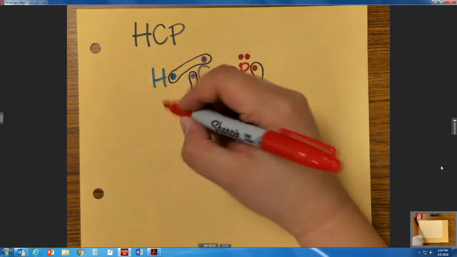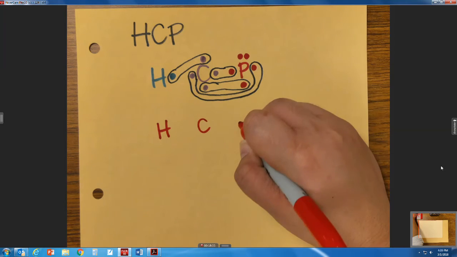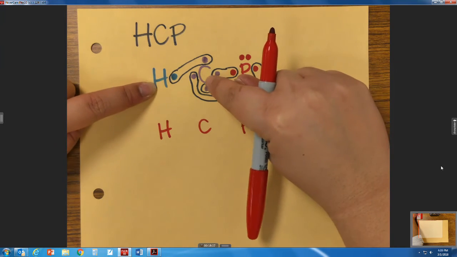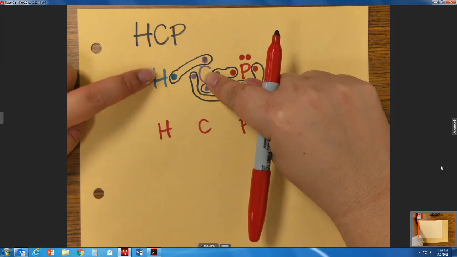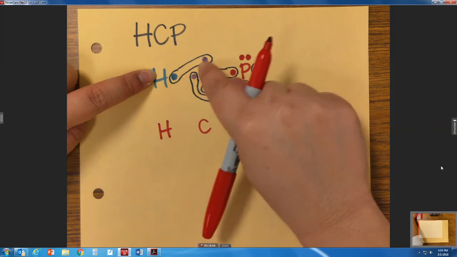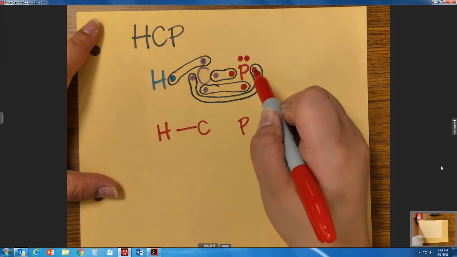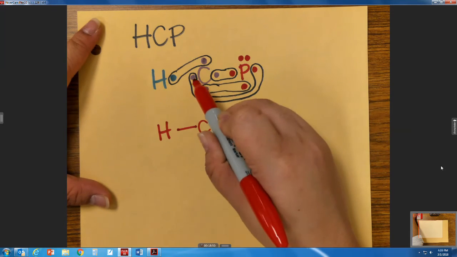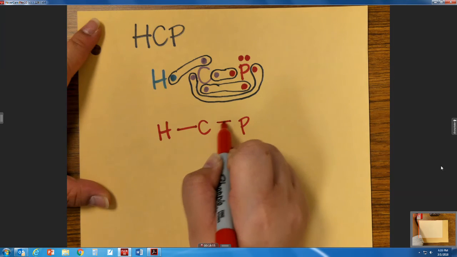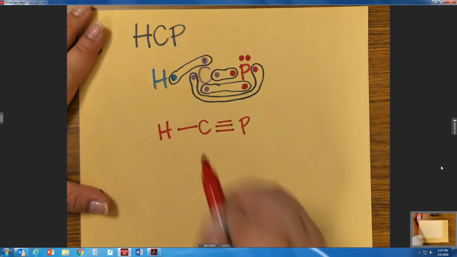we can just rewrite our 3 elements: hydrogen, carbon, and phosphorus. Now, how many bonds did we create between hydrogen and carbon? Well, it looks like the only ones they shared is this one right here, so just 1 bond. Okay, between carbon and phosphorus, well, we have 1, 2, 3 circles or 3 bonds that we created between them. Okay, so those are all our bonds.